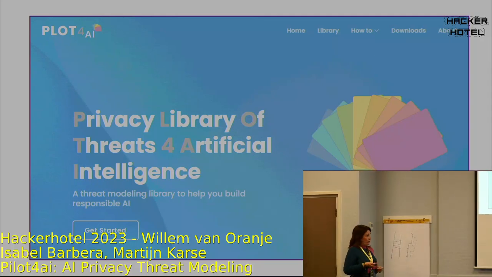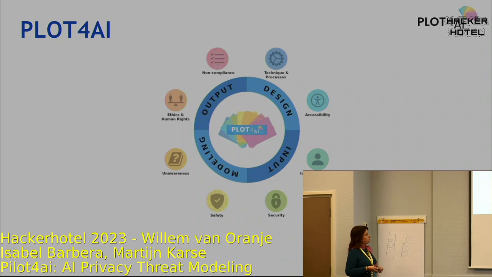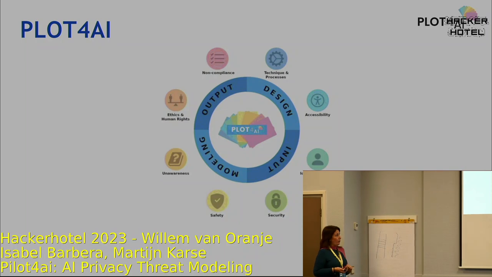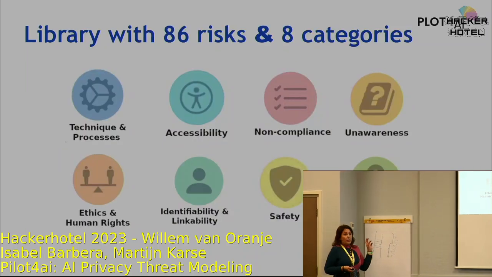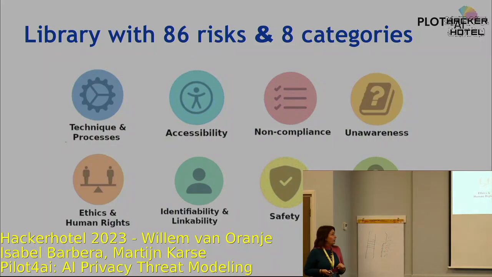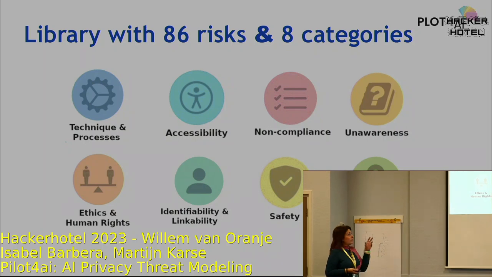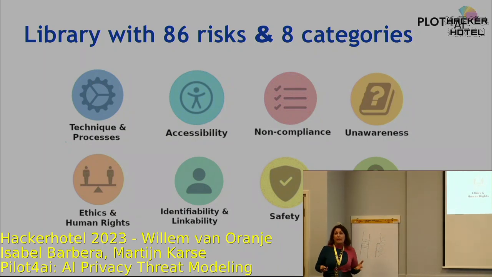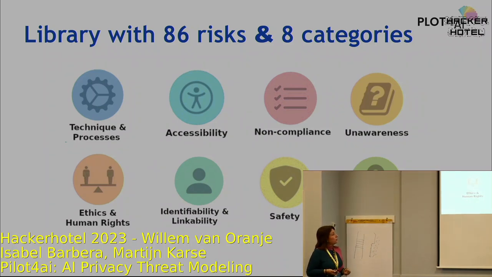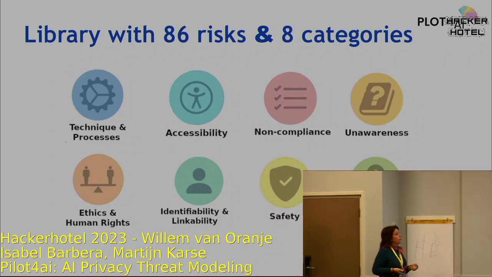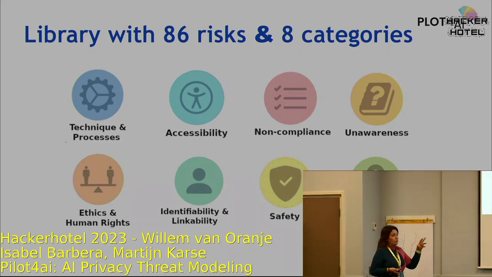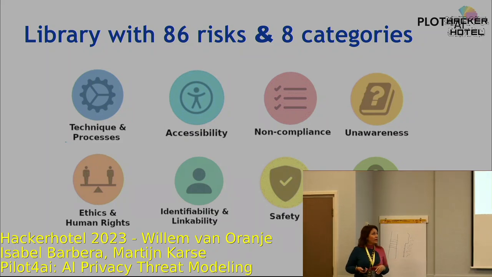I will start with a short introduction. Where does it come from? Well, this is PLOT4ai with 8 different categories, 86 different threats. We see threats related to the technical part of AI, processes involved in the development of AI, but also threats related to accessibility, because sometimes you are developing an AI application and you really need to take into account the way you present certain information, for instance, how accessible it is. There are also threats related to what I call non-compliance, and you will see that some of the names here are these names because they come from LINDDUN. You will understand now why.